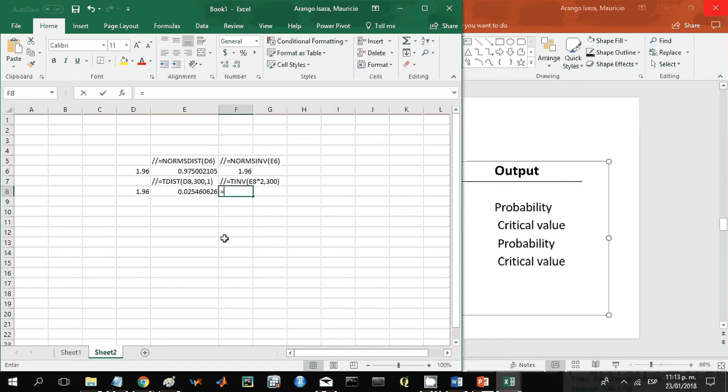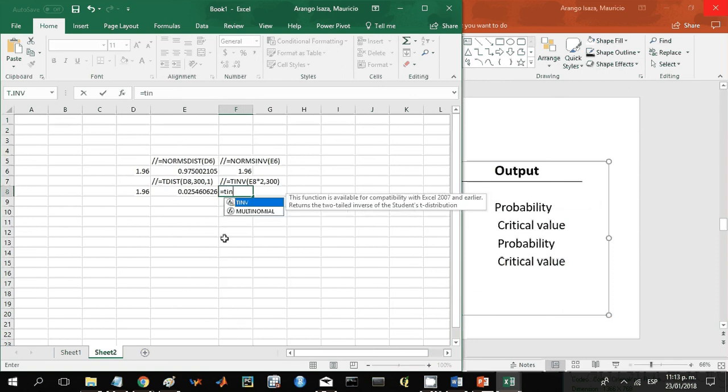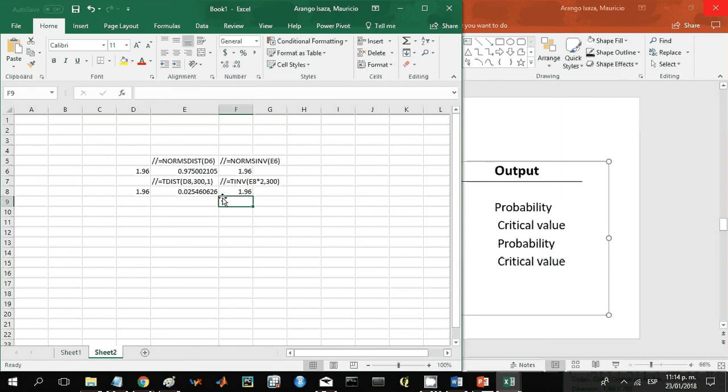Now I want to get the inverse of that, but in this case, as described in here, this is two tail. So one thing I have to do is multiply this by 2, because by default Excel is going to divide this in 2. So I'm going to multiply by 2, and then I'm going to select the degrees of freedom. I'm going to say that that is 300 again, and there you go, I get the same number all over again.